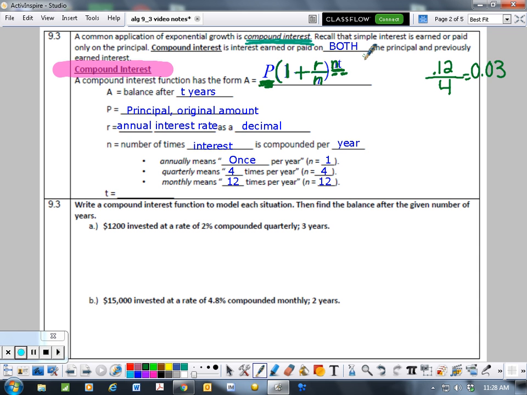Some keywords that you need to know: annually means that you're calculating it once a year, so N would be 1. Quarterly means 4 times a year, so N is 4. Monthly means 12 times a year, and so N is 12. And T is really just time in years.